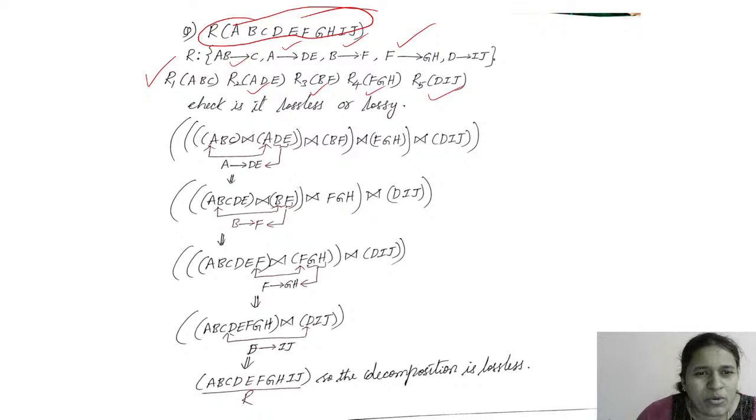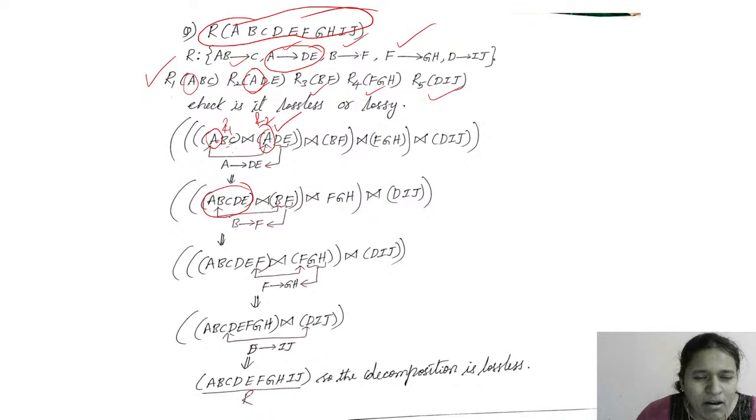Here R1 and R2 have the common attribute A. That's why we are combining R1 and R2. Yes, A is the common attribute. Is A the key of any of the relations? Yes. A is the key of the R2 relation. A can determine DE. Yes. Here the functional dependency is also there. We can combine the relations R1 and R2 into A, B, C, D, E. Now this is the relation we got from R1 and R2.